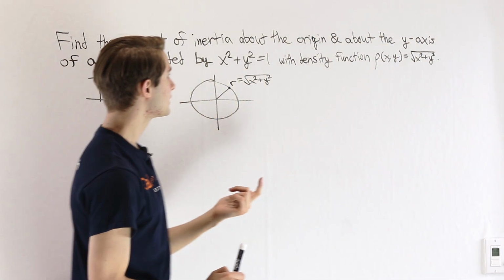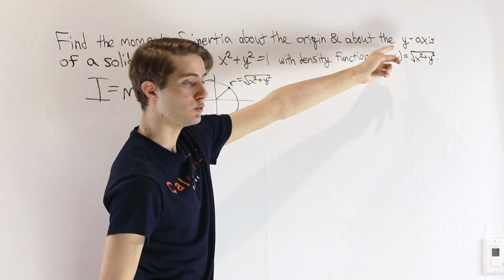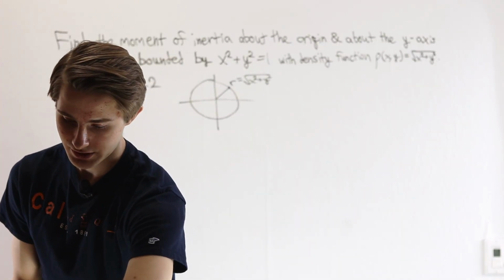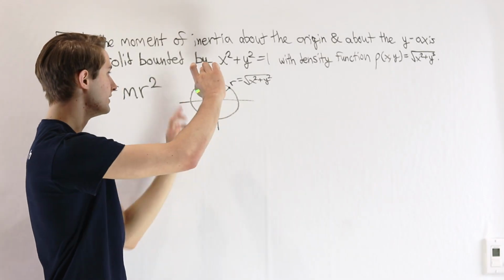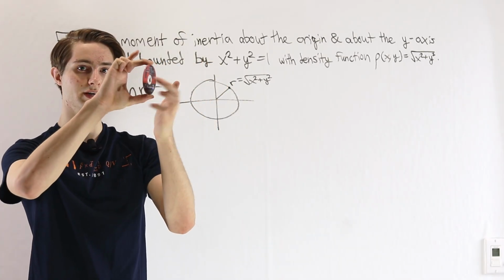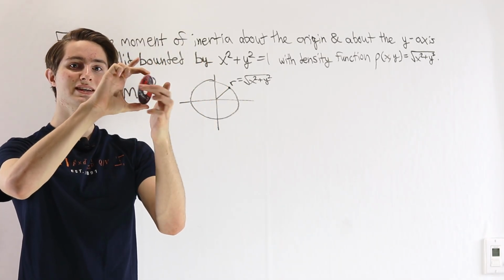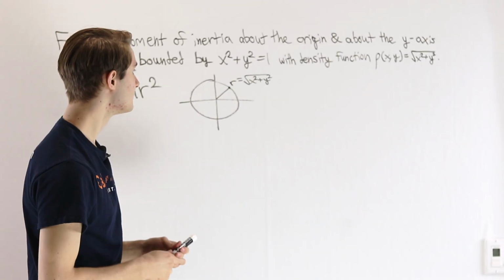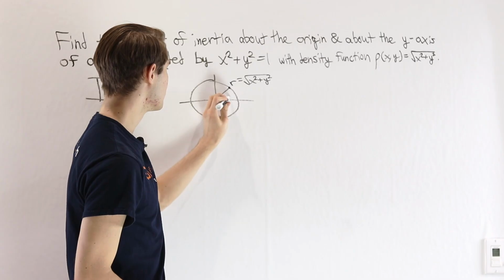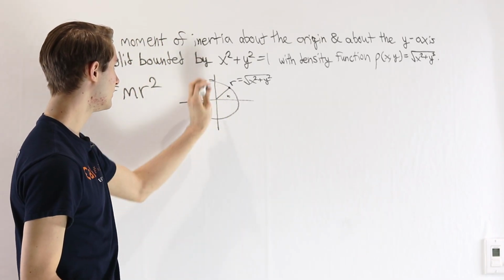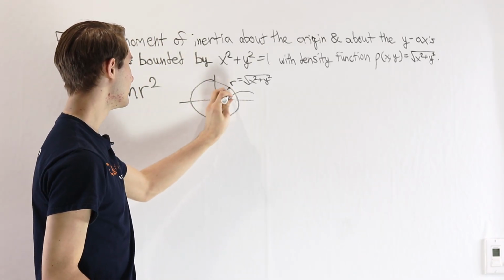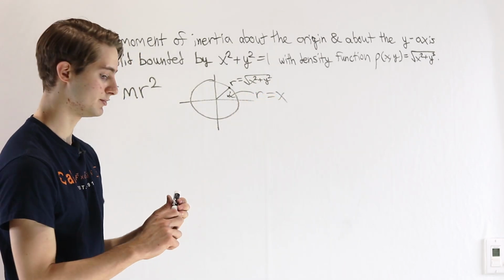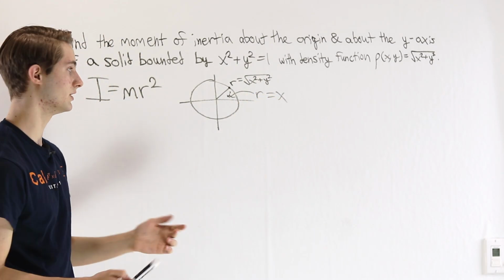On the other hand, if we're talking about moment of inertia about the y-axis, we're rotating about the y-axis. So that's going to come from the idea of this type of rotation right here. In that case, the only type of distance that is relevant is horizontal distance. So if we look at a particular point, but we're rotating around the y-axis, this point is going to have r essentially equal to the x value at that point, because the y value is not relevant.